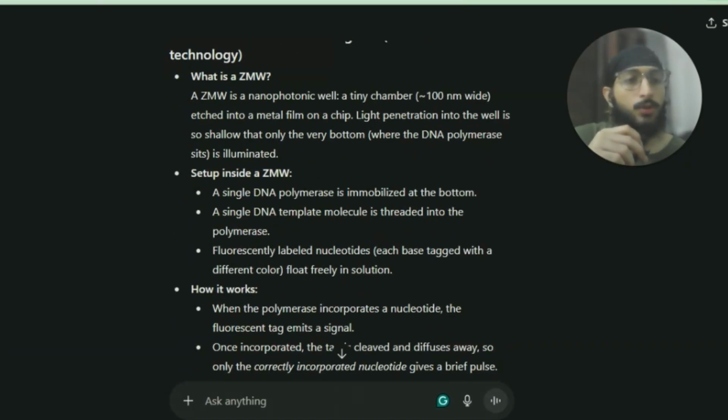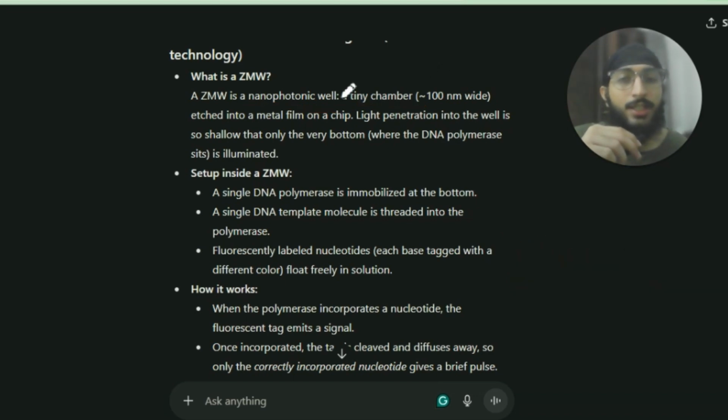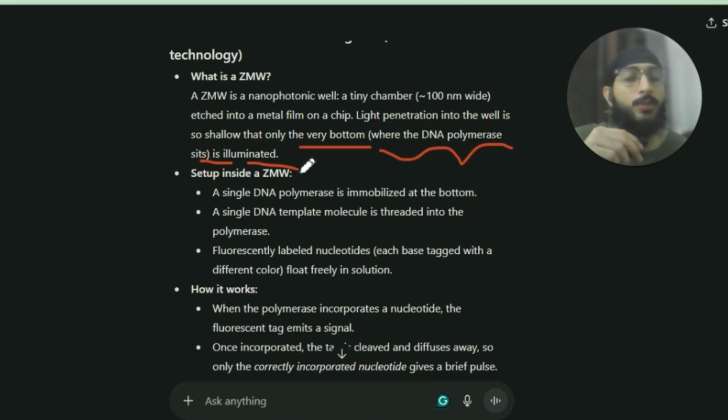What is a ZMW? A ZMW is a nanophotonic well, a tiny chamber approximately 100 nanometers wide. That is very small, microscopic level, right? It is etched into a metal film on a chip. Light penetration into this well is so shallow that only the very bottom, where the DNA polymerase sits, is illuminated.